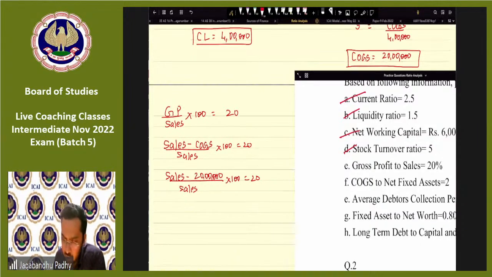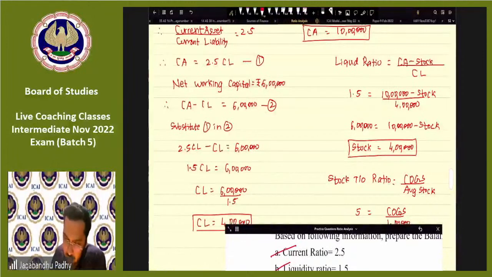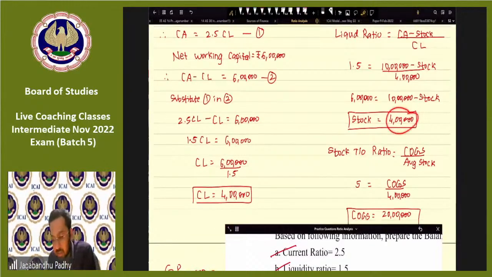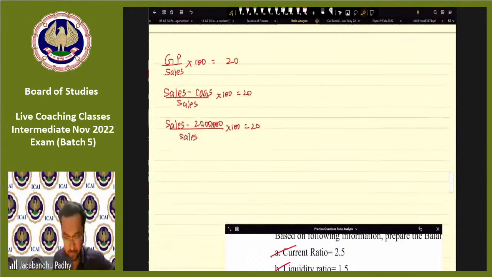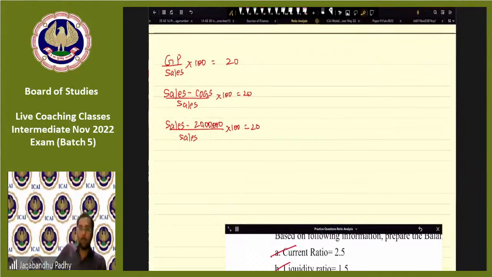How did you get 4 lakh of stock? Simple, by using liquid ratio. Liquid ratio is current asset minus stock upon current liability. So I had current assets of 10 lakh, I had current liability, put it over and I got the value of stock. Average stock is 4. Whatever the stock is, that itself is my average stock and also the closing stock, because no information is given regarding the opening stock. I assume that opening is also 4 lakh. Therefore, the stock remains as 4 lakh. Okay, you need not take half of 4 lakh. When you have average stock, it is opening plus closing divided.